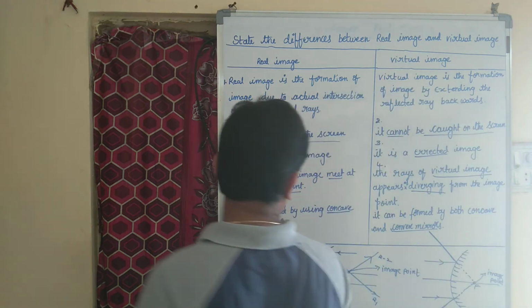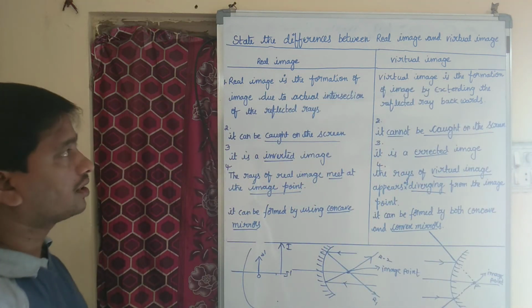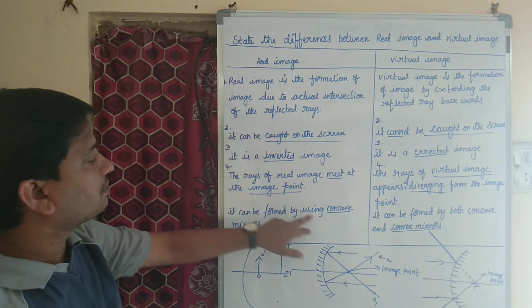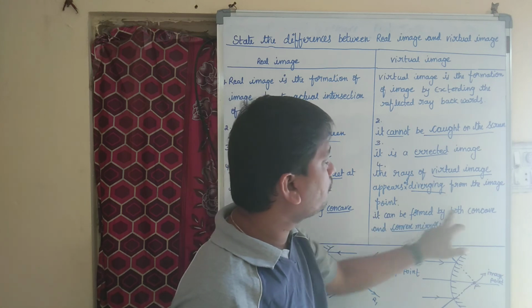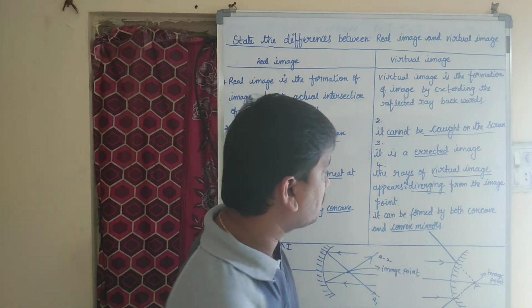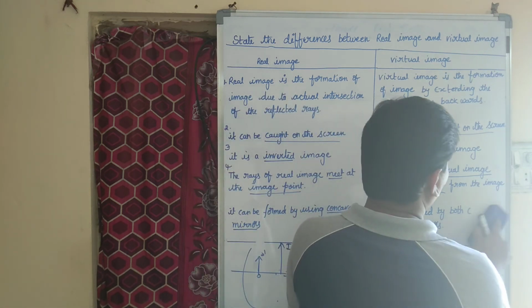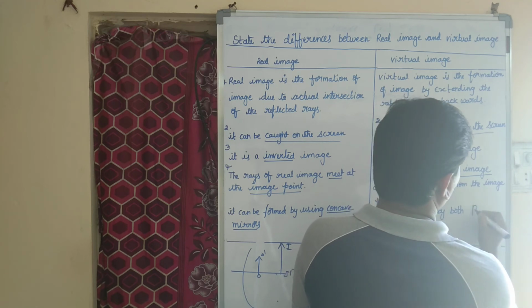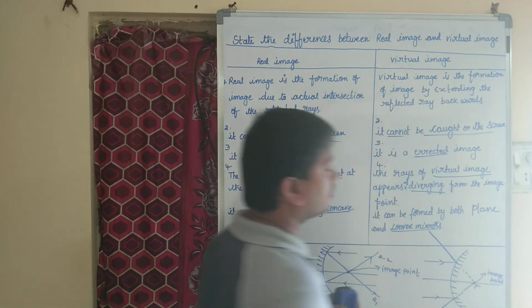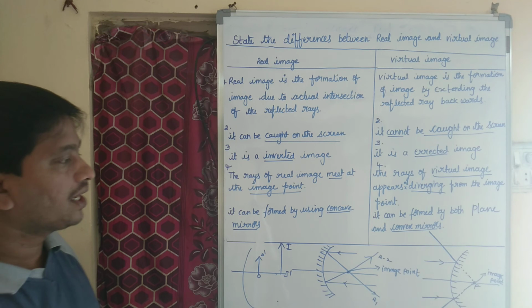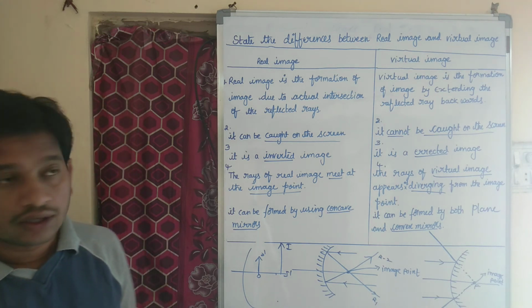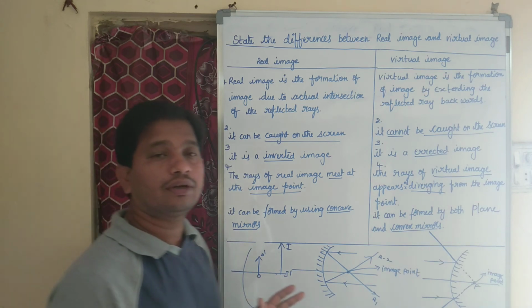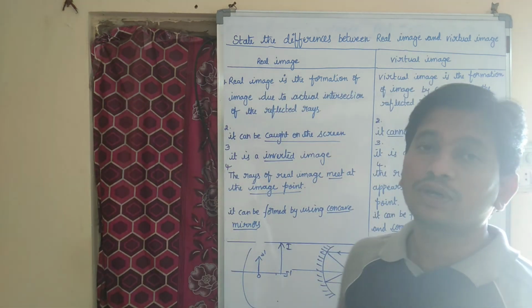The last point: it can be formed by using a concave mirror. So real image is formed by which mirror? Concave mirror. But whereas virtual image is formed by both plane and convex mirror. Sorry, I wrote it wrong here. It can be formed by both plane and convex mirror. I think you understood, students, this is one of the most important 2-mark and 4-mark questions.